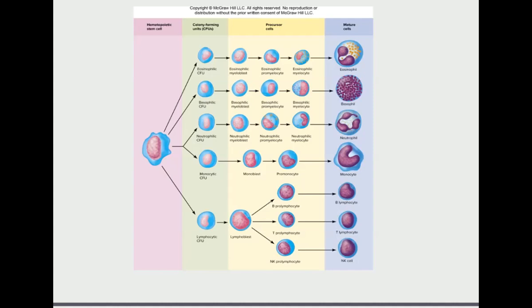Remember this chart. It's going to come in handy when it comes time to differentiate, because you're going to need to be able to differentiate the different white blood cells. Okay, and there's very distinctive shapes to look at in those mature cells.